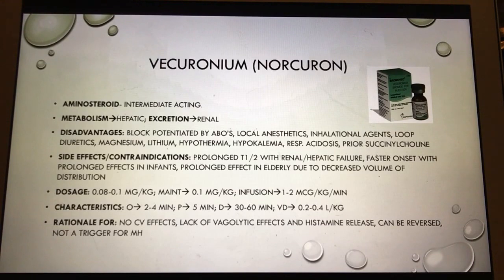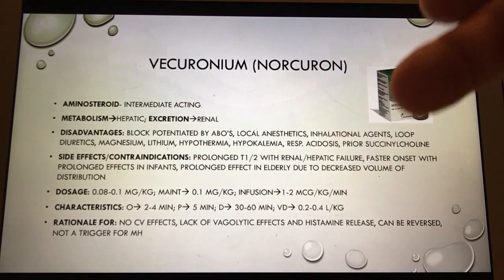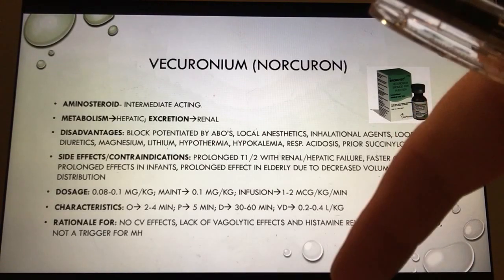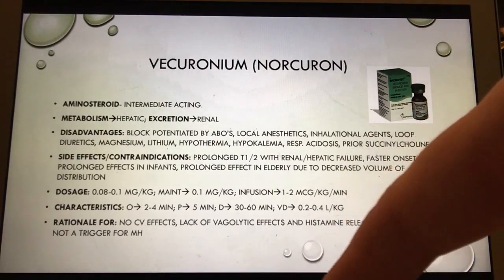Your dosage on induction for vecuronium will be 0.08 to 0.1 milligrams per kilogram, and you'll see a maintenance dose of 0.1 milligrams per kilogram, and infusion at 1 to 2 mics a kilo a minute. It's got an onset of 2 to 4 minutes. It'll peak in 5, and you'll see a duration of 30 to 60 minutes. Some rationales for using vecuronium: no cardiovascular effects, no vagolytic effects, no histamine release, can be reversed, and it, along with rocuronium, is not a trigger for malignant hyperthermia.